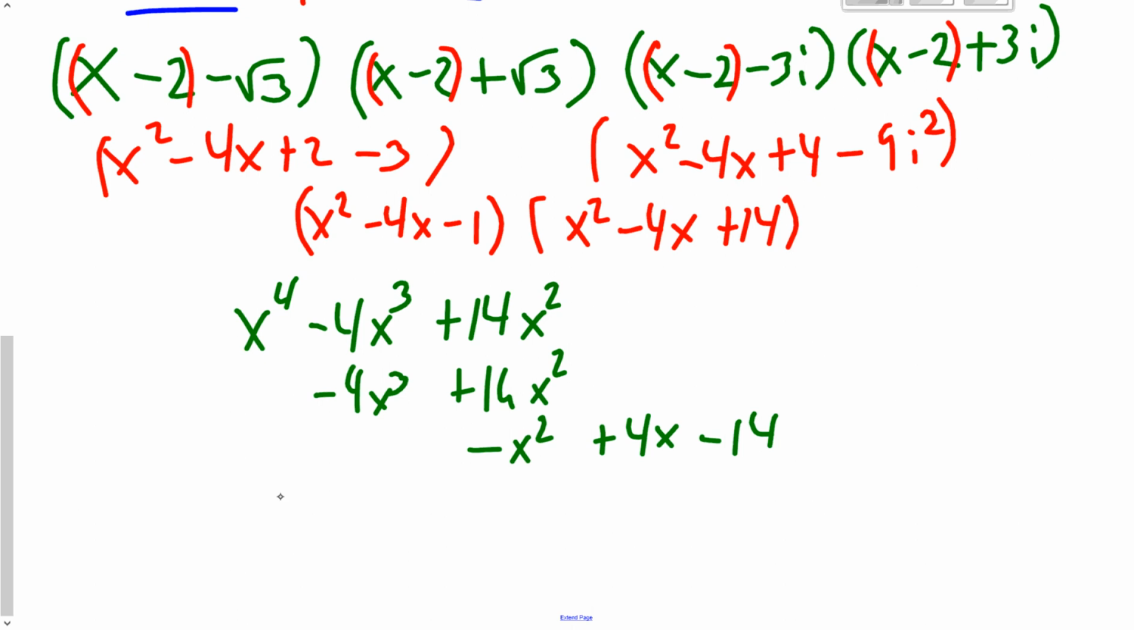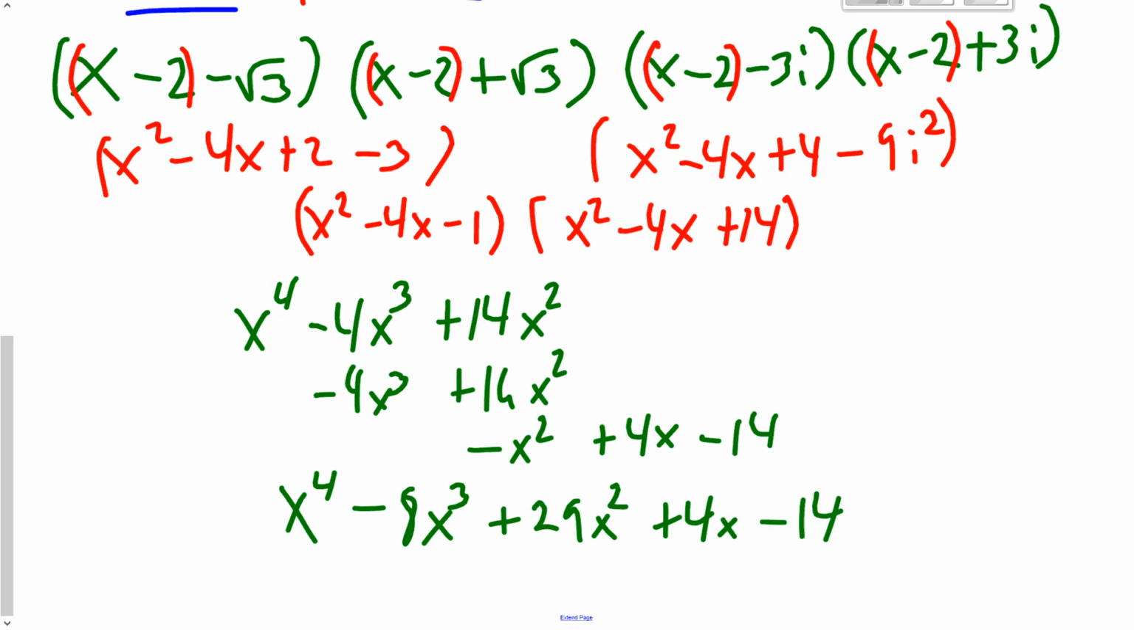Combine like terms: x to the 4th minus 8x cubed, 30 minus 1 is 29, 29x squared plus 4x minus 14. So there's your function f of x.